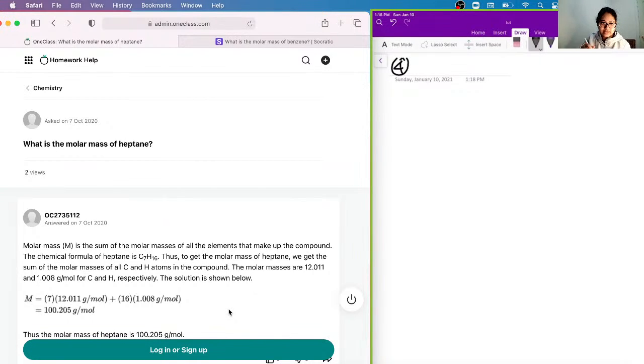Okay, so our next question says, what is the molar mass of heptane? If you guys recall, heptane is a hydrocarbon molecule, and it's made out of carbons and hydrogens, right? So we're trying to find the molar mass of heptane.